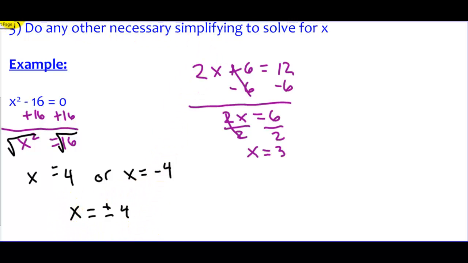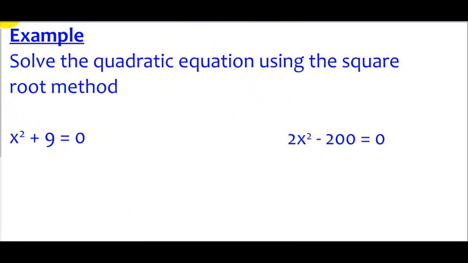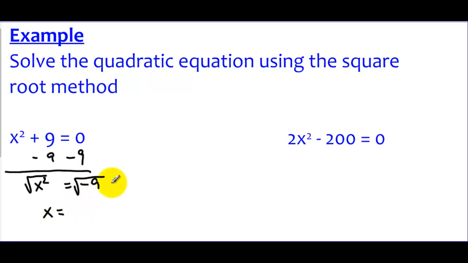All right, so that's the basic idea of the square root method. We're just going to look at a few more examples and some special cases. In this next example, I'm asking you to solve the quadratic equation using the square root method. Our job is to get the squared alone, so I'm going to subtract 9 on both sides. That leaves me with x squared isolated. Now here's what happens with this strange example. I'm going to square root, and I'm left with x on the left. But if you try to take the square root of negative 9, and you can check this on your calculator, it's going to give you an error message.